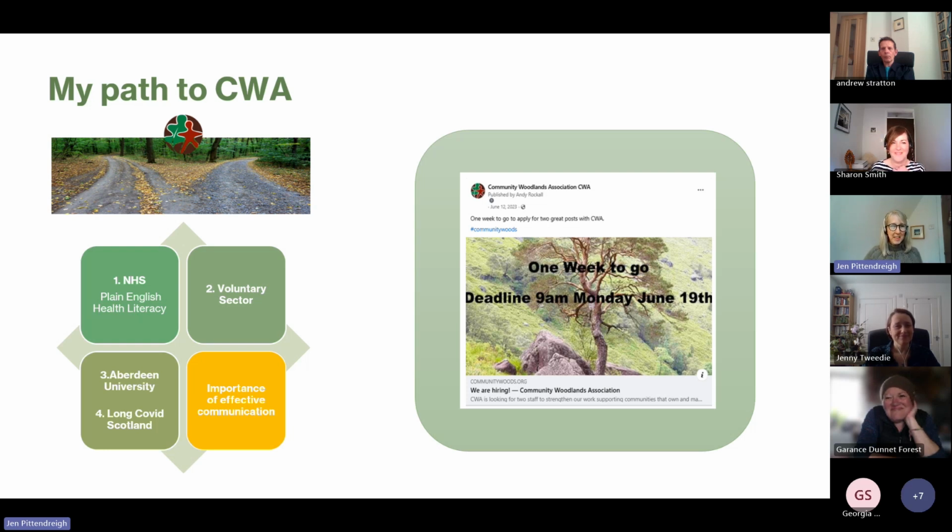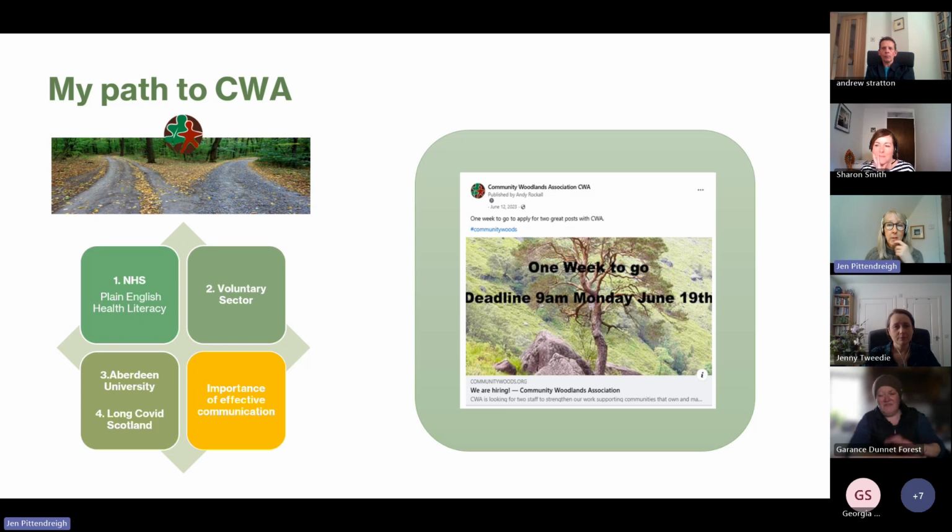And lo and behold, in my voluntary sector Facebook feed, this advert popped up. I will come back to this, but this is what it looked like. It didn't really say very much. I didn't think it was particularly eye-catching, and yet it did catch my eye. It caught my eye on a couple of occasions, and I checked it out a number of times, looking at the job description and things. So I will come back to that.